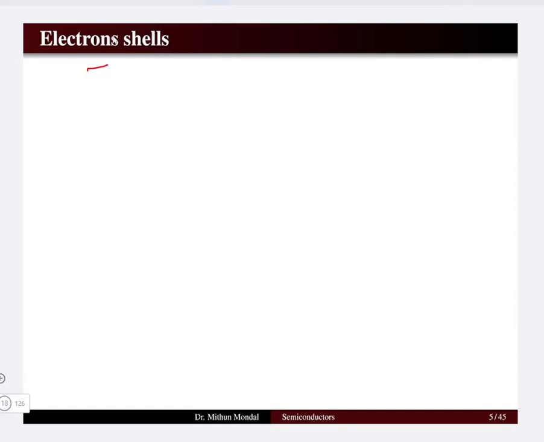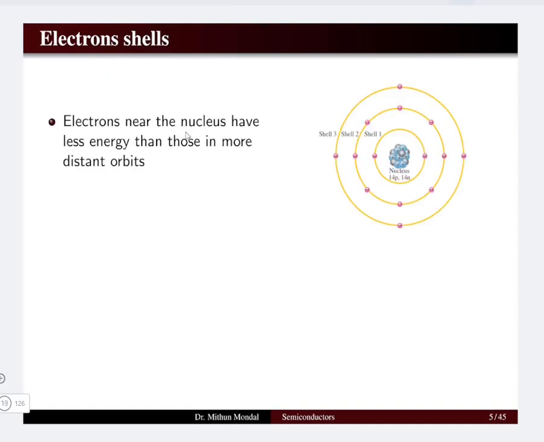What is an electron shell? We have discussed that the nucleus will be at the center and electrons will be near the nucleus, revolving at a greater distance, and all the electrons which are present near to the nucleus have less energy than those in more distant orbits. So here we have been shown the nucleus and the atomic structure of the silicon atom, and the electrons are revolving around the nucleus in certain orbits which are known as the shells. So we have shell number 1, shell number 2, shell number 3 and so on for different atoms. So they are revolving around the nucleus.